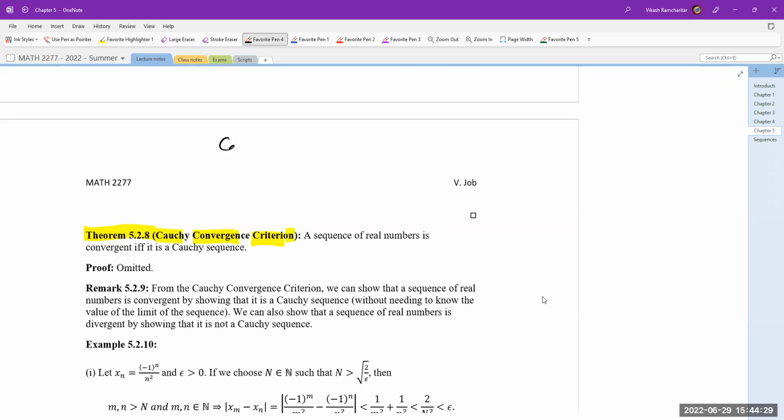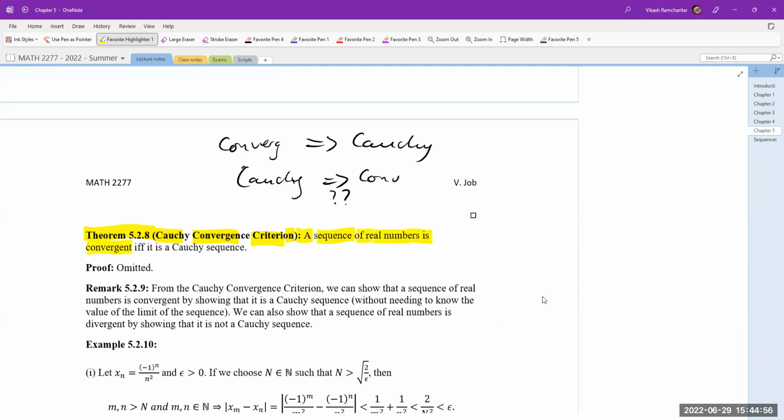Okay, we already know that convergence implies Cauchy. We want to know, does a Cauchy sequence imply that it converges? This is what we want to know. Let me put the question over here. This theorem tells us yes. It says that a sequence of real numbers is convergent if and only if it is Cauchy. Okay, if and only if.